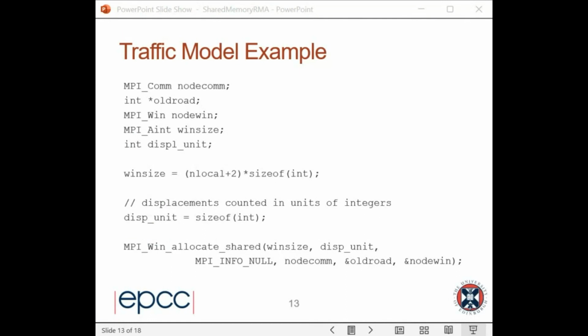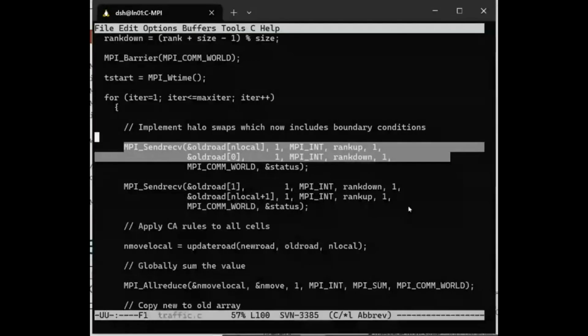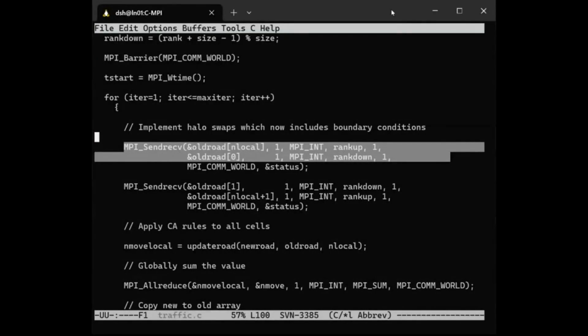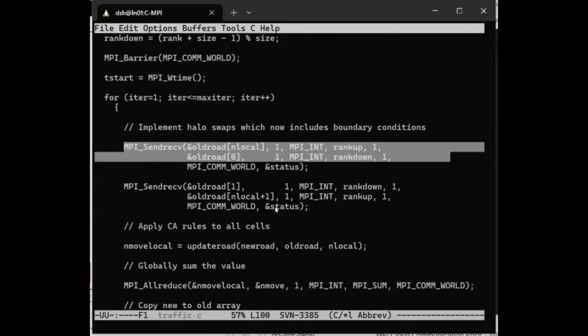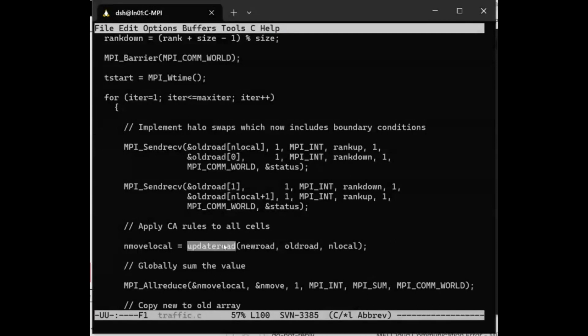Because you cannot read and write directly to the other process's memory, you have to do this halo swapping. So have I actually shared that again? I have not shared that again. Apologies. When I try to share a terminal, it doesn't work the first time. Apologies about that. So just to reiterate, yeah, fine. For some reason it switched to a terminal.